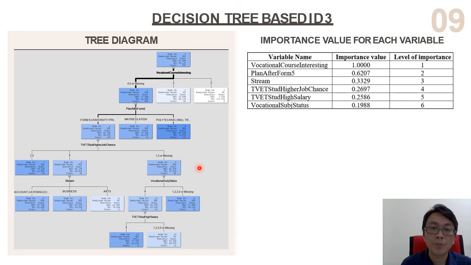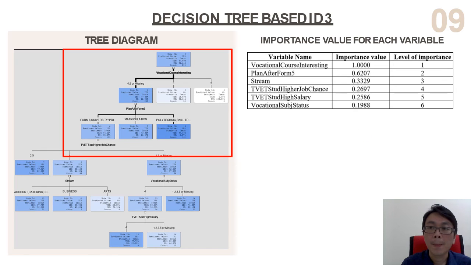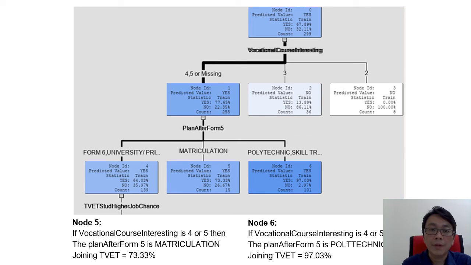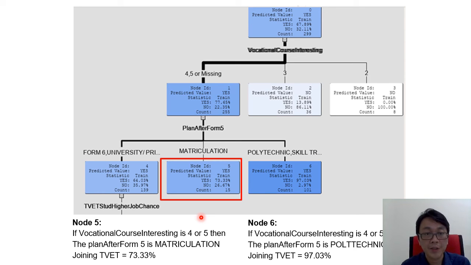So let's zoom in on this part. Look at the path here. We focus on node number 5. If the vocational course interest is 4 or 5, then the plan after Form 5 is matriculation, and the chance of joining TVET is around 73%. However, for those who join Polytechnic after Form 5, the chance of joining TVET will be approximately 97%.